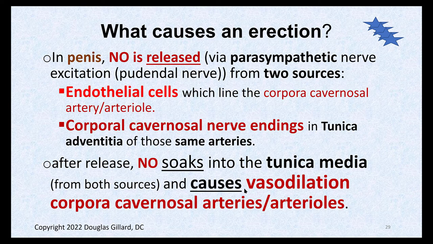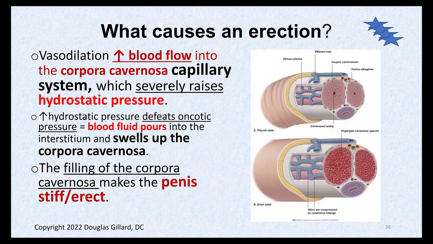So the tunica media gets hit from nitric oxide coming from the inner lining of the blood vessel, the tunica intima, and from the outer lining of the blood vessel, the tunica adventitia. So it gets bombed with nitric oxide. What does nitric oxide do inside the smooth muscle? Well, it increases the blood flow through the corpora cavernosa capillary and microcirculation, which is going to increase hydrostatic pressure within the capillaries. We're going to explain this more in a second. Bottom line is the increased hydrostatic pressure allows blood fluid to pour out into the cavernosa, and they fill with blood fluid, like interstitial fluid, and the penis gets hard because of that.